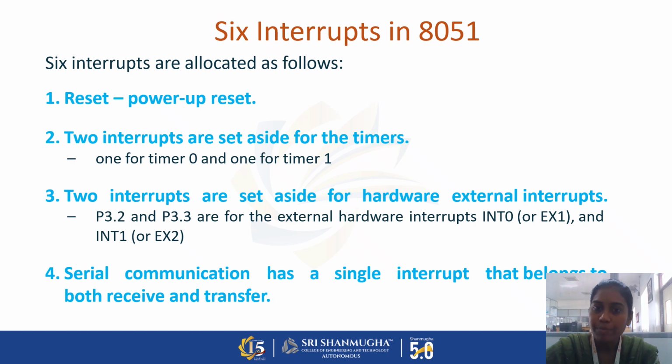What are all the interrupt signals available for the 8051? One is reset, that means power up reset. Two interrupts are set aside for the timers. We have two timers, timer 0 and timer 1, in the 8051, so we have two individual interrupt signals for the timers. Two interrupts are set aside for the hardware external interrupts, that is INT0 and INT1, the external interrupts. Then serial communication has a single interrupt: whenever a receive or transfer condition is needed, it is given as an interrupt.